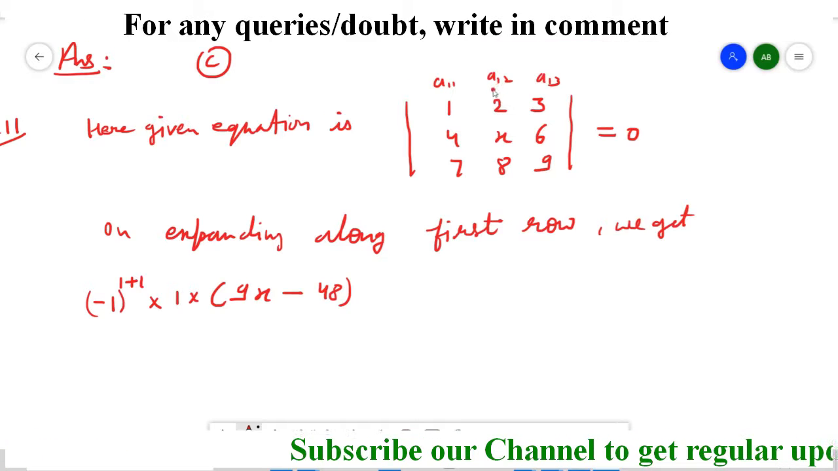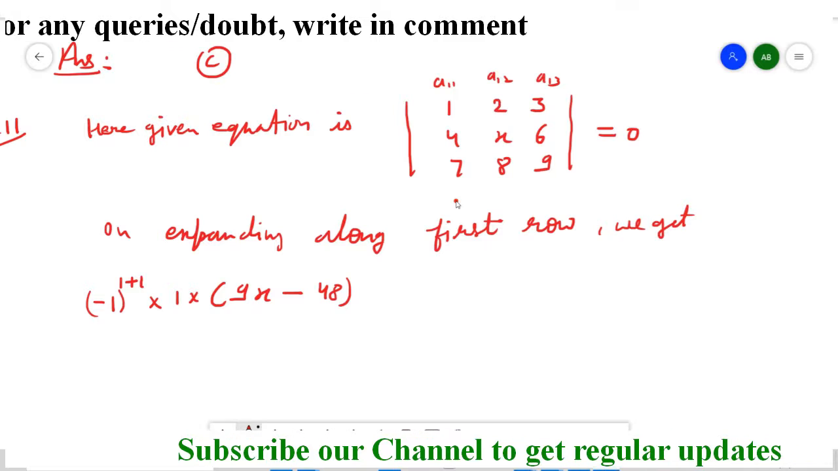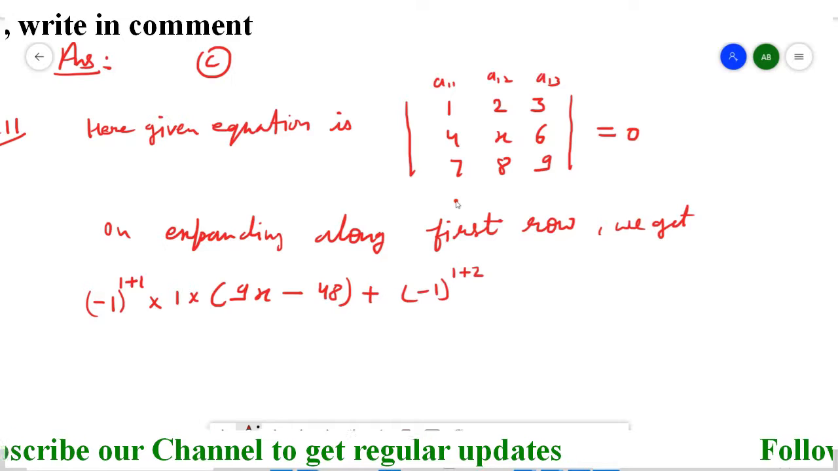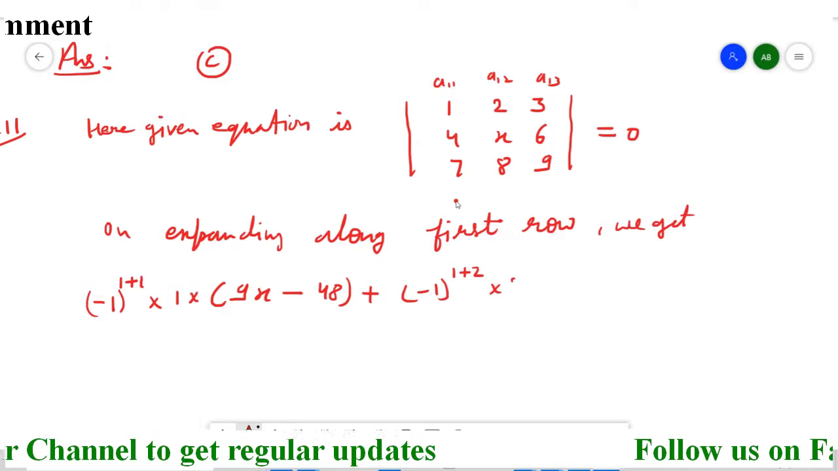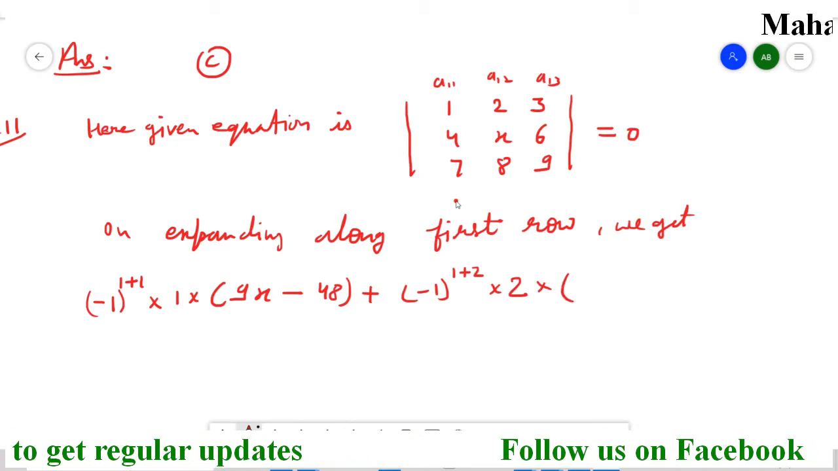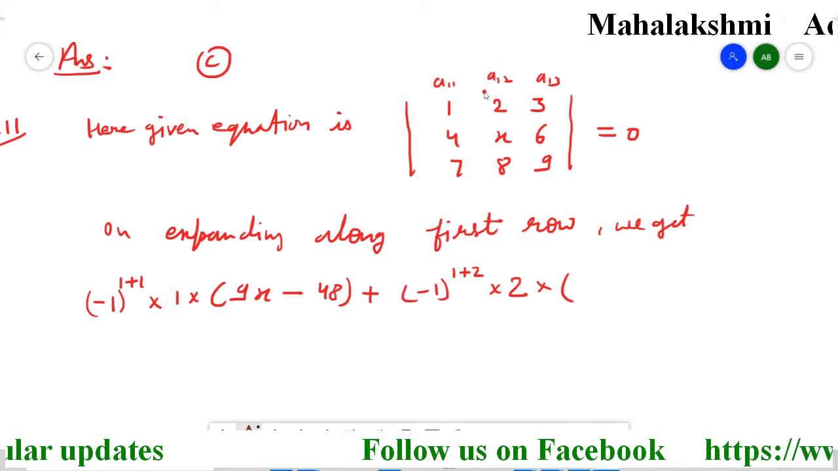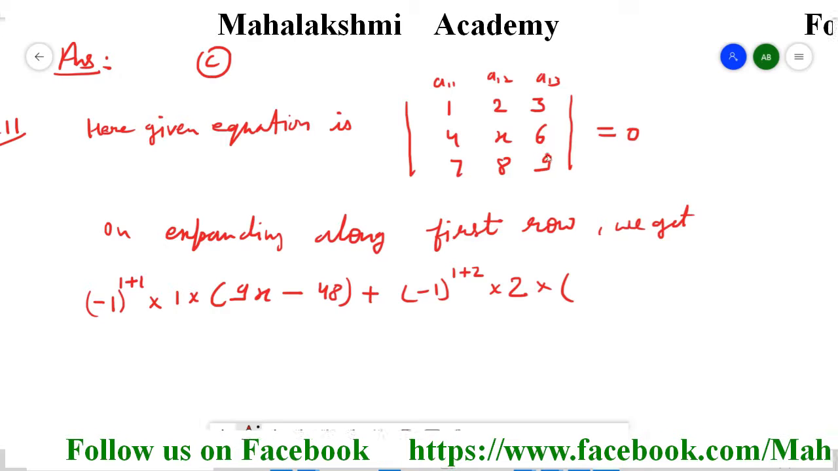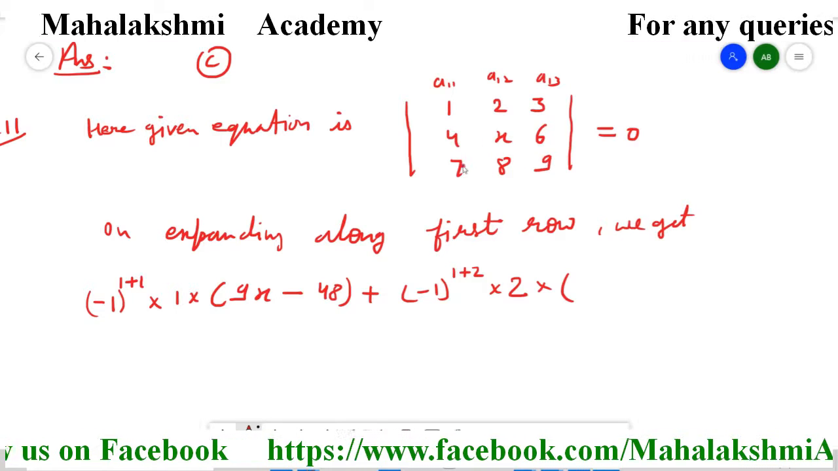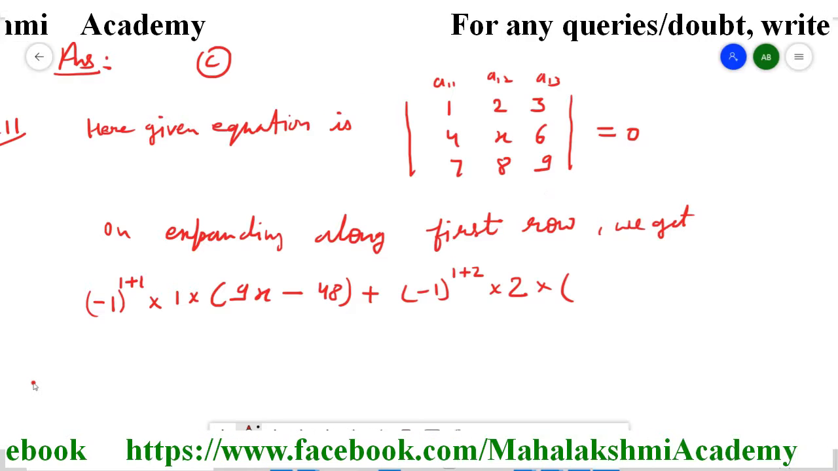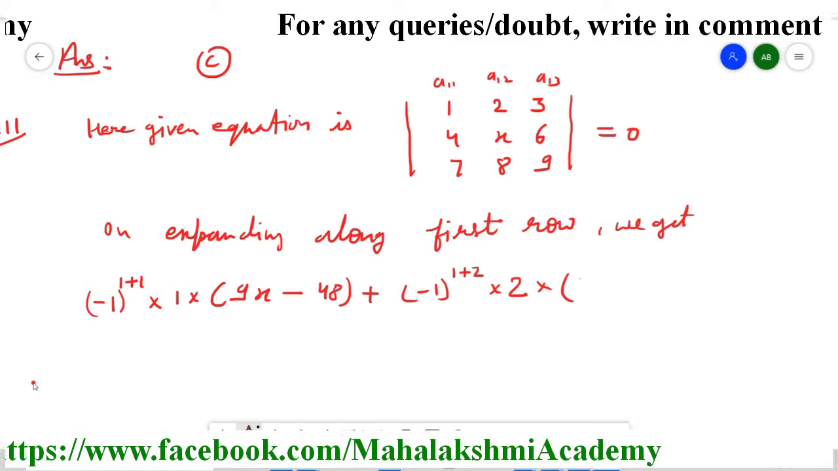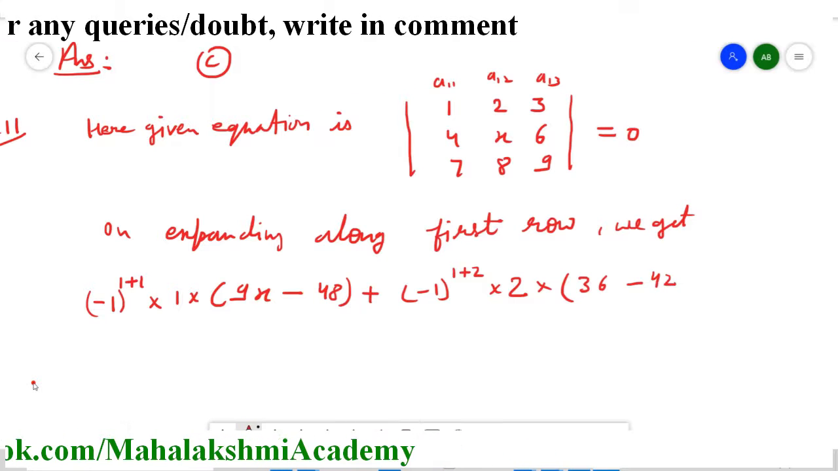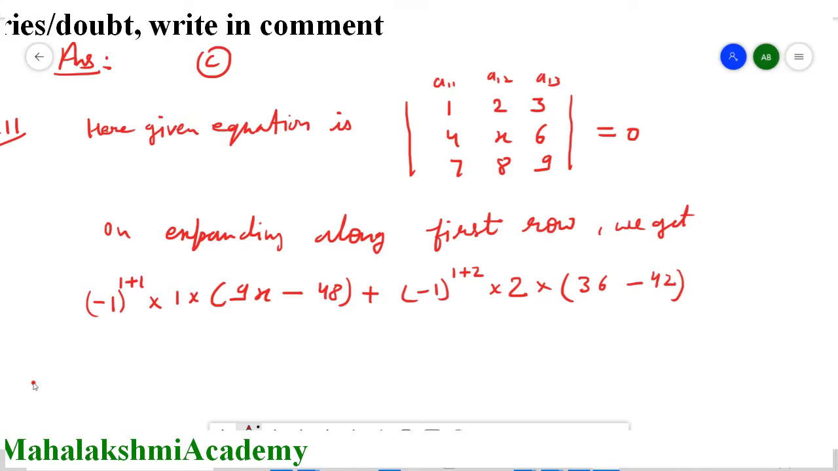Now we'll write down for the second element. For this the position is 1 2. So first just put here a plus sign, then -1 to the power 1 plus 2, then the element itself, that is 2, then multiplied by the minor of it. For the minor we will cross them. When we cross it, we are remaining with 4, 7 and 6, 9. So 4 into 9 and 6 into 7, 42. And in between you have to apply a minus sign.